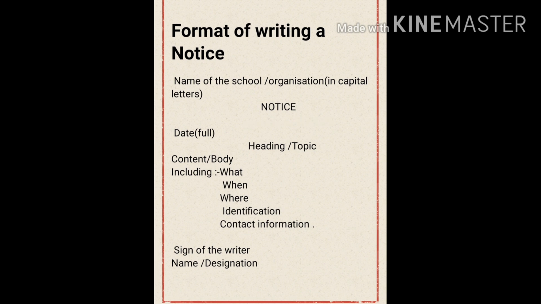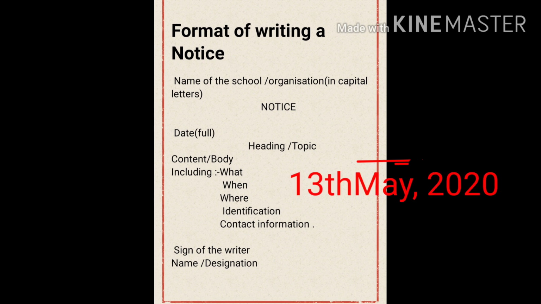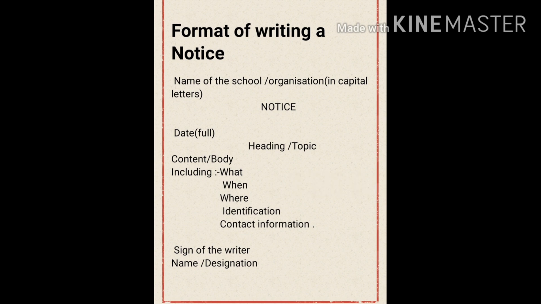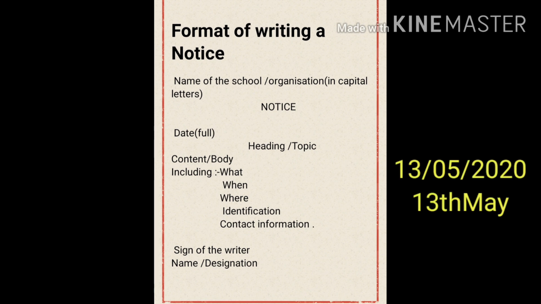Now, on the left-hand side, you will write the date. The date should be written in the proper way. Like if you are writing 13th May 2020, it will be correct. And if you are writing 13th 05 2020, that will not be correct. Or if you are writing it halfway, like only 13th May, that is also incorrect. So you need to write it in the correct way, like 13th May, 2020.